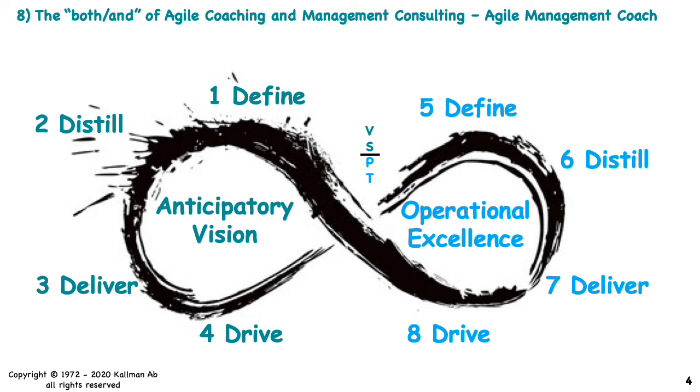And so on the anticipatory agile coach side there on the left, we have the 4D model driving everything: define, distill, deliver, and drive. Same thing for operational excellence. You've got to define your processes, and you've got to distill them, agree on them, deliver them, drive them, make sure that they're happening. And you use the vision, strategy, people, tasks for both sides of the figure 8. So it's pretty straightforward. Agile coaching's on the left, management consulting is on the right. Now, on the left side, we talk about the ability to see.